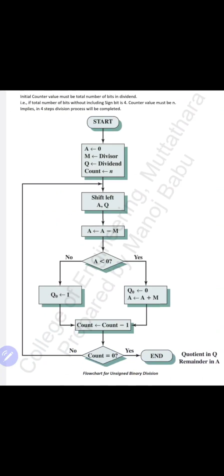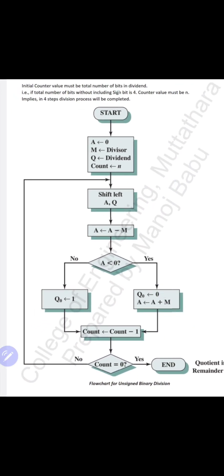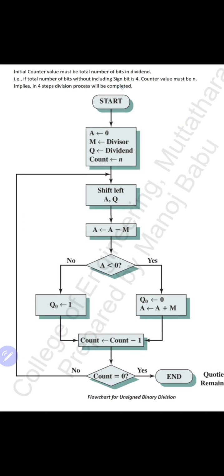Now we can discuss the flow chart of this method. The initial counter value must be the total number of bits of the dividend. If it is 4-bit, the count will be 4. If the total number of bits including the sign bit is 4, the counter value must be n, which implies a 4-step division will be completed. That is saying if the count is 4, then we want to do 4-step operations of division.